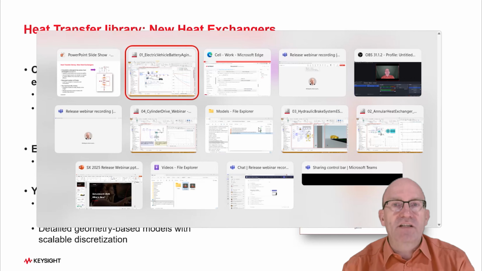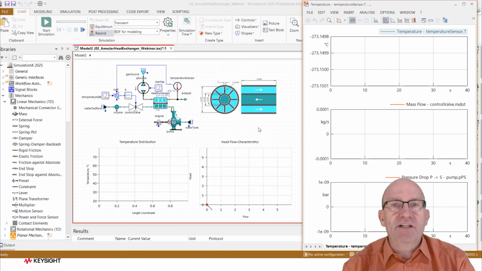So I again have prepared a simulation model here for an annular heat exchanger. It actually shows a concentric arrangement with a gas flow in the lighter blue part and a liquid flow for cooling in the inner part. So this is the cross section of the heat exchanger. From the outside, it just looks like a tube.